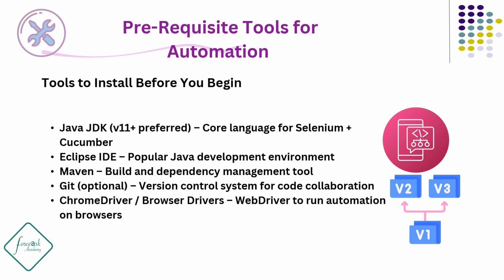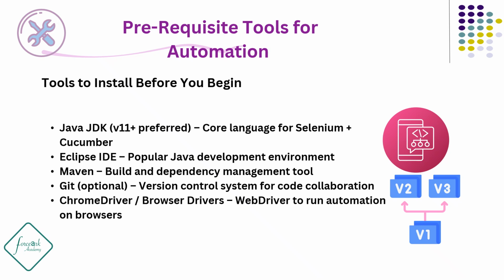Maven. Maven helps you manage project dependencies, especially Selenium, Cucumber, JUnit or TestNG libraries. Instead of downloading jar files manually, which we were doing previously, now Maven uses the pom.xml file to pull and manage all required libraries automatically. So we just need to add the dependency in the pom.xml file, and all the required jar files are downloaded automatically, which we will see later when we see the Maven configurations.